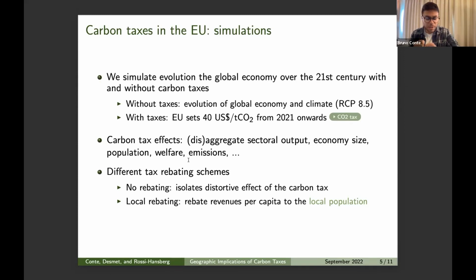And to illustrate this channel that I explained, we do that exercise with two rebating schemes. First, one in which the European Union taxes carbon, but at the same time throws away the revenue of this tax, which isolates and shows really clearly the distortive effect of the tax and the carbon and economic leakage taking place in the result. And then we add what we call local rebating, which is that the taxing is taking place at the grid cell level in all of the locations within the European Union, and we transfer the revenue locally to the local population.